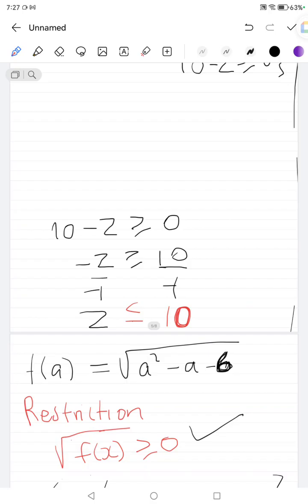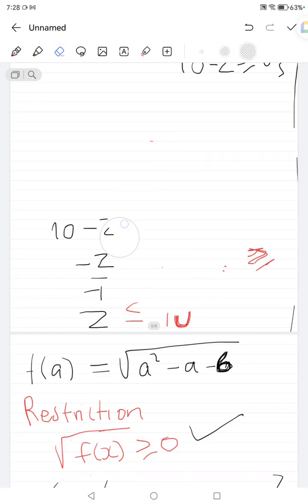So remember, if we divide by a negative sign, this inequality sign changes. If it was greater than or equal to, it's going to change to this one. If it was this one, less than or equal to, it's going to change to greater than or equal to. So those are the rules for that one.